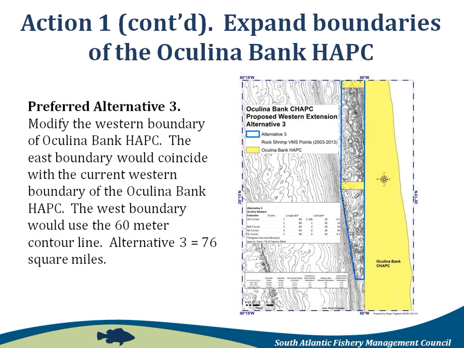Shifting to the proposed western extension of the Oculina Bank HAPC, this is Alternative 3 under Action 1, and it's also a preferred alternative of the Council. The blue polygon in the map on your right shows you the area of proposed modification for the western boundary of the Oculina Bank, and this lies primarily between the two existing satellite sites and tracks a little further south from the current satellite site of the Oculina Bank.